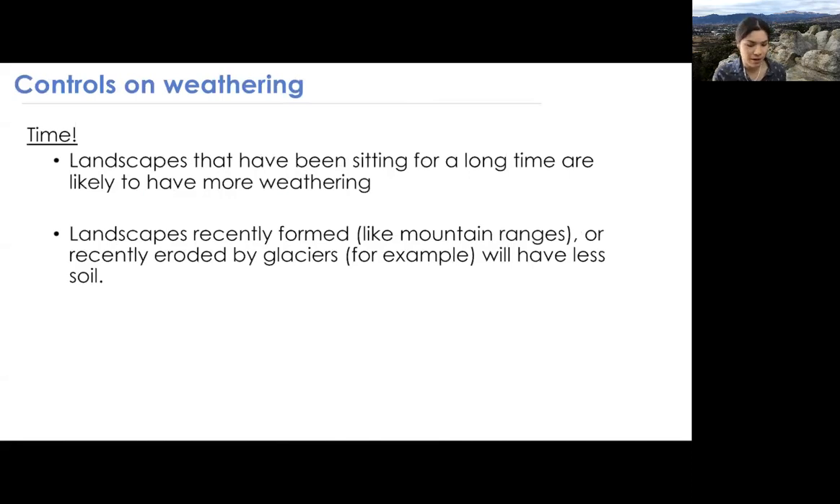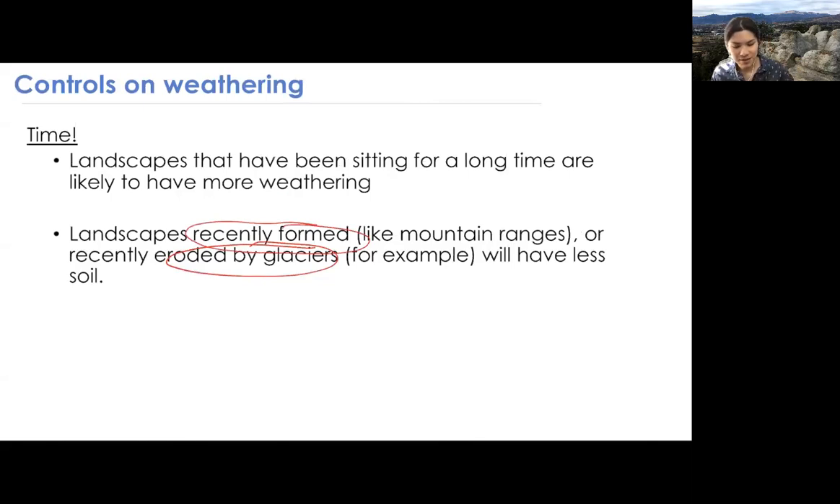So this could include areas that have recently had a glacier. Glaciers are going to scrape off all of the loose soil and regolith and leave behind that bedrock that needs to then restart the weathering cycle. It could include places that have been very recently formed, like young mountain ranges compared to older mountain ranges.